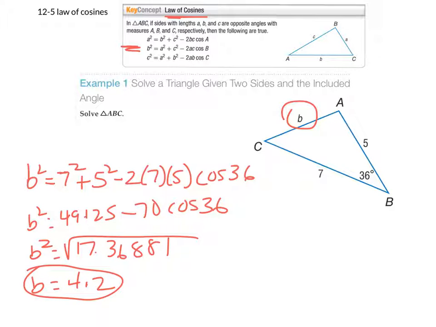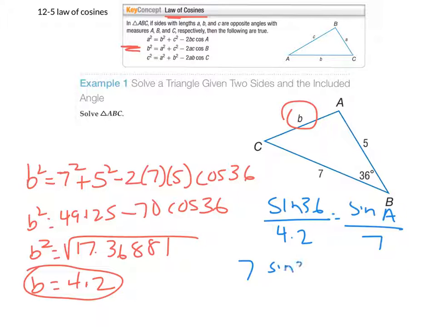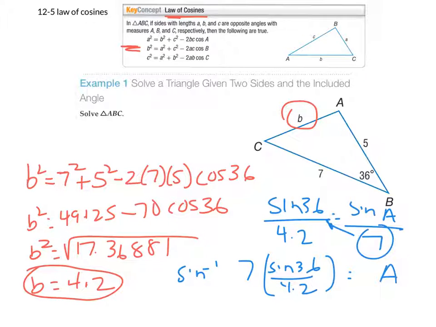Now we can use that to find the other angles. So now I can use the law of sines. So if I go sine of 36 over 4.2 equals sine of a, because I don't know a, over 7, then all I have to do is multiply the sine of 36 over 4.2 by 7, because I get rid of the 7, and I'm going to take the sine inverse, and all that will equal our a. So after pressing this into your calculator, a equals 78 degrees.